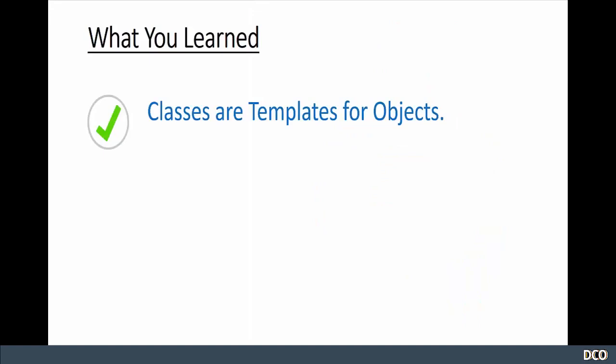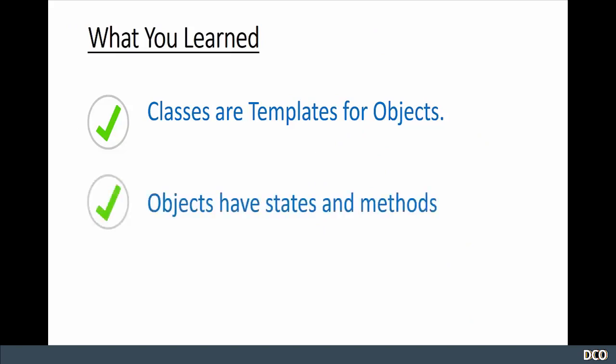So the first thing that we learned was that classes are templates for objects. When you create a class, you're basically creating a template for all the objects you're going to make later on, just like when I mentioned the analogy of a factory of coins. Each coin is an object, but there is a mold somewhere in the factory that helps you create these objects.